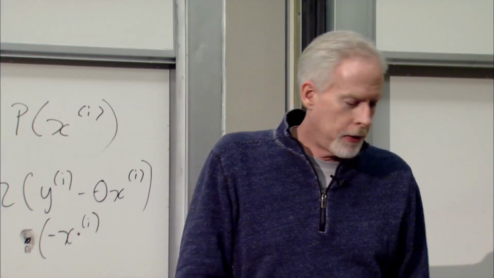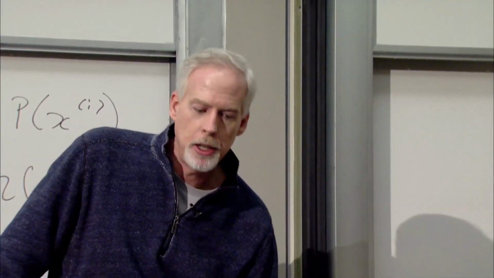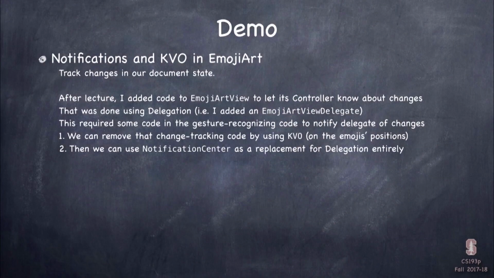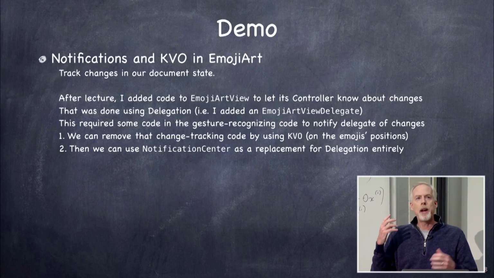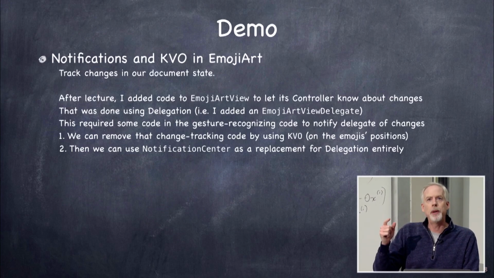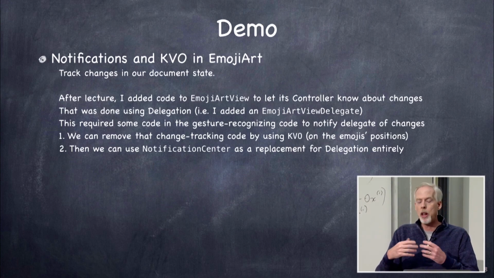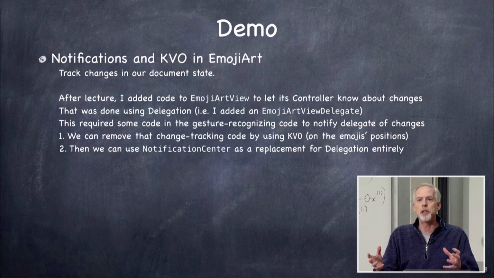All right, so I have a demo of both of these things, notifications and KVO. So let's take a look at these. What I'm going to do here is, remember after last lecture I said, oh, we don't want to have a save button in Emoji Art. We want to get rid of that. There's no reason to have a save button. Really, when we hit save, we were just telling our UIDocument something changed. So you should autosave soon.